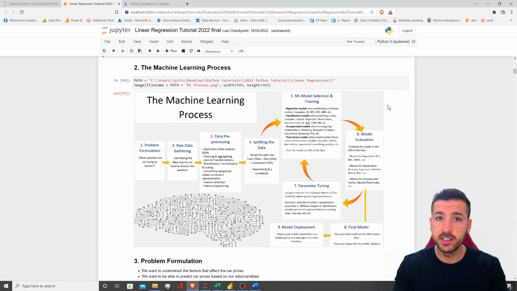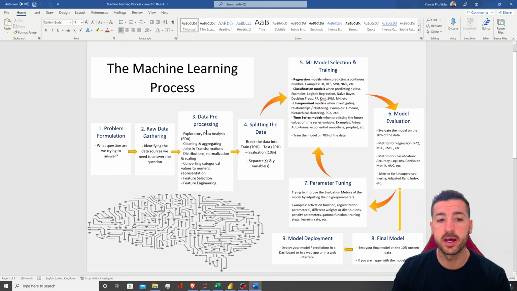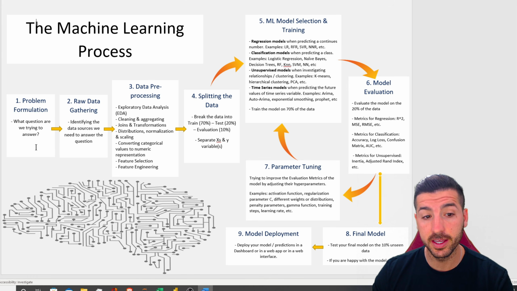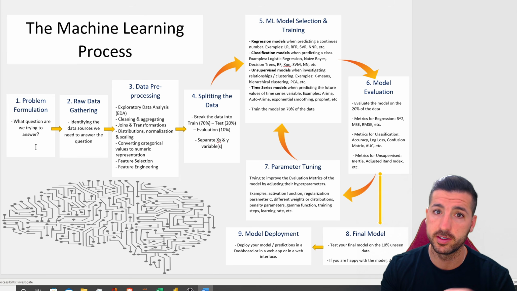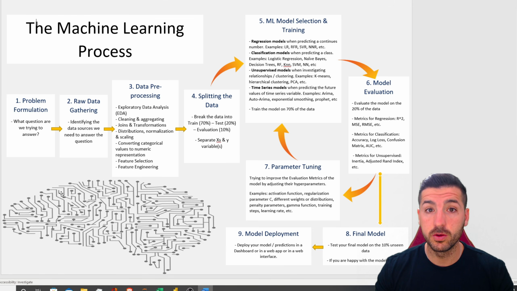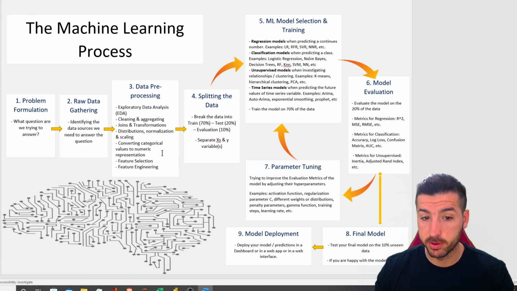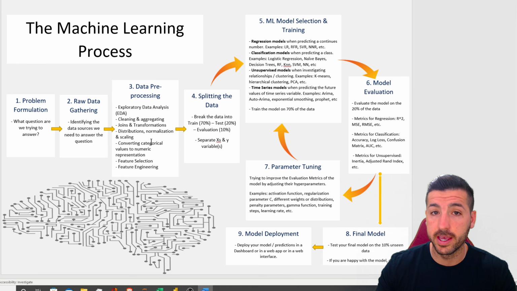Right, moving on, we have the machine learning process. So as a data scientist or a data analyst, if you have a machine learning problem, then most probably you are going to follow this process. And let me go over here so it's clearer. So you're going to start by stating the problem you're trying to solve, whether it's a research question or whether it's a hypothesis you are going to test. Then you need to go and gather all the raw data needed in order to answer that question. Then you're going to start with data pre-processing. So you're going to explore your data, you're going to clean it, aggregate it, transform it, check distributions, normalize it or scale it if needed.